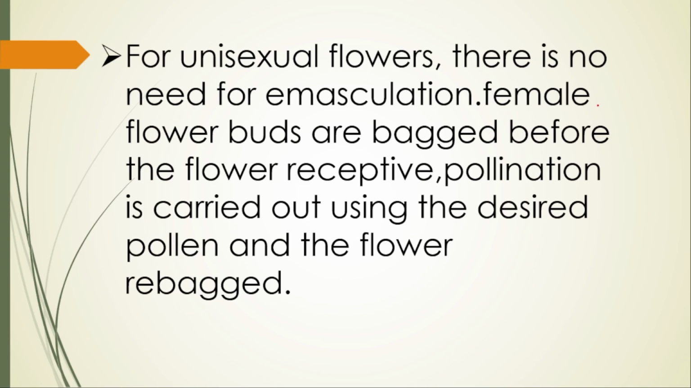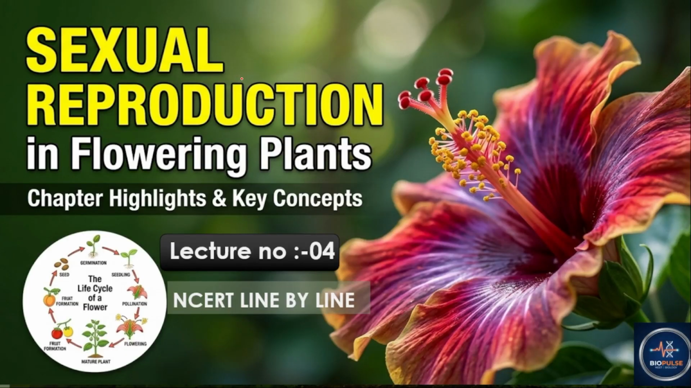For unisexual flowers, there is no need for emasculation, because the female flowers and the male flowers are already different. So female flowers are directly bagged before the female flower becomes receptive. Then pollination is carried out using the desired pollen, and the flower is rebagged. Bagging will be there, but emasculation is not needed in unisexual flowers.